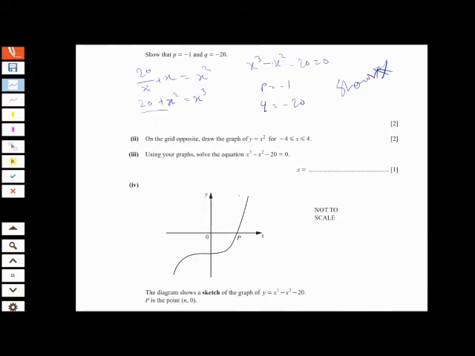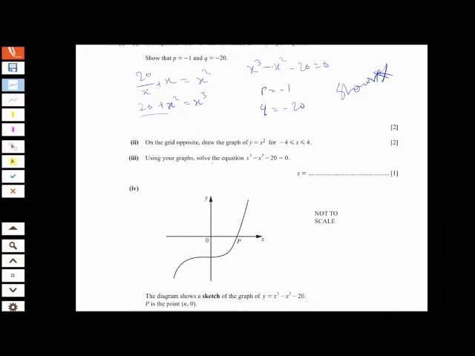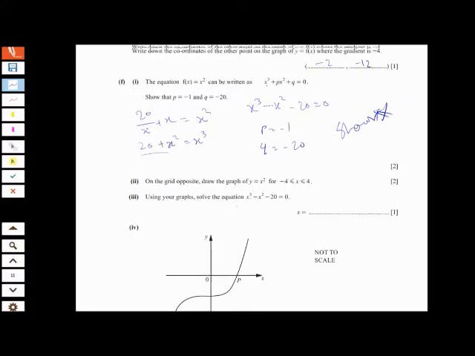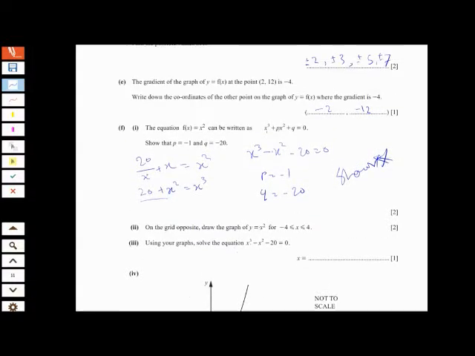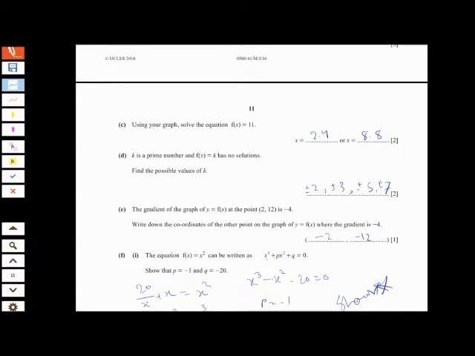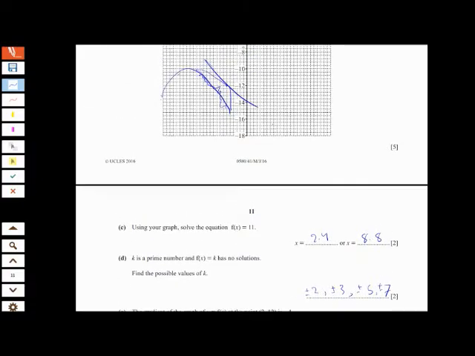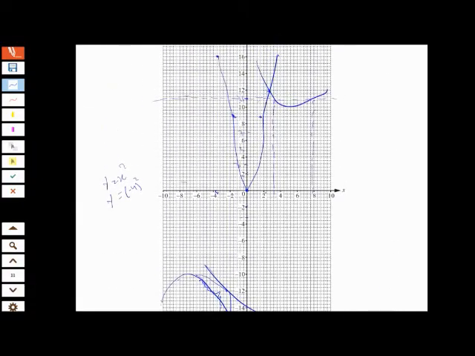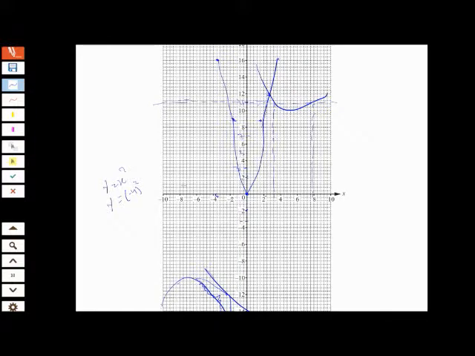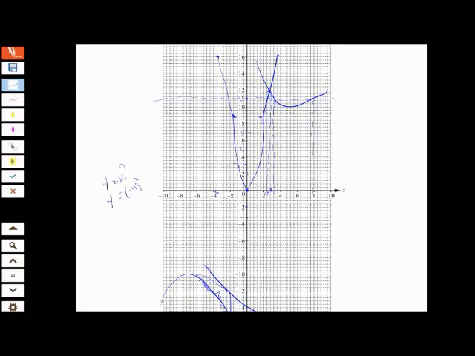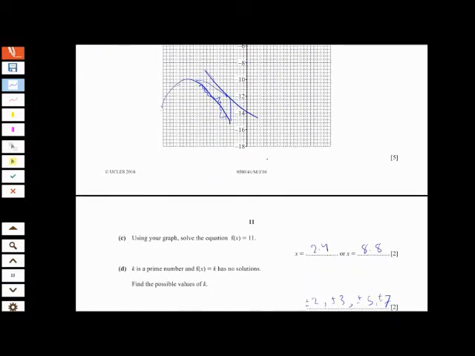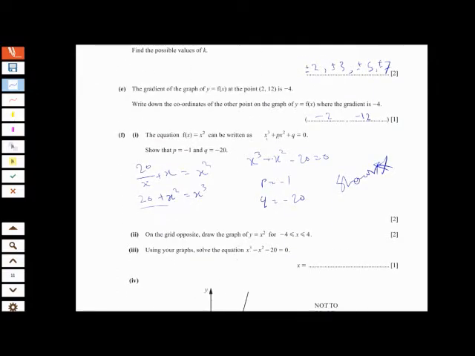Okay, now using your graph, solve the equation x cubed minus x squared minus 20. So how would you solve the equation using the graph? It's when the two graphs intersect each other, which is at that point. When this curve intersects this right here, that's your solution, which should be 3.2. Draw a line to the x-axis to find it. The intersection of both curves is 3.2.